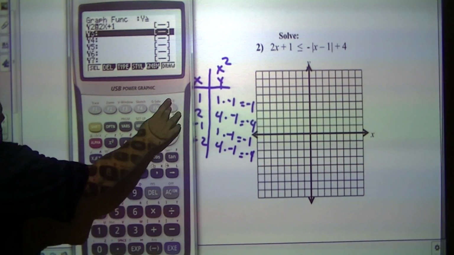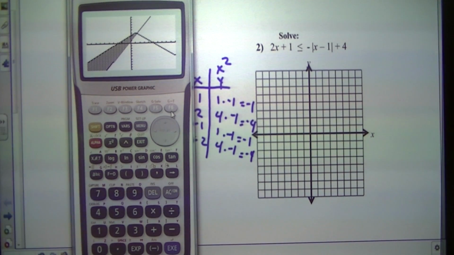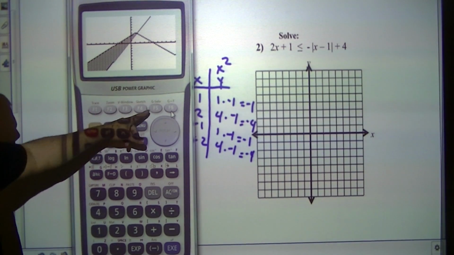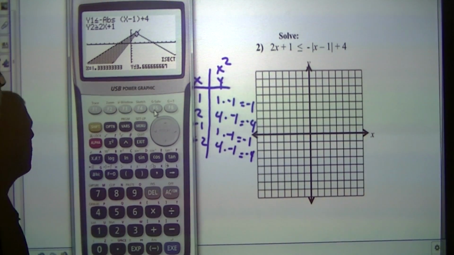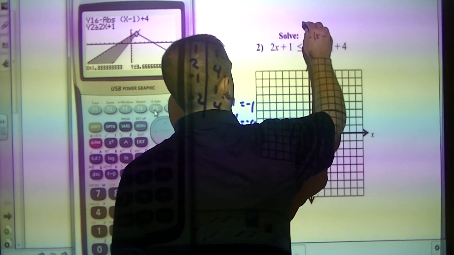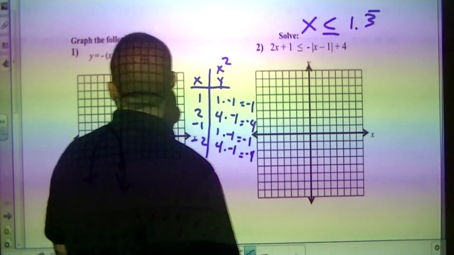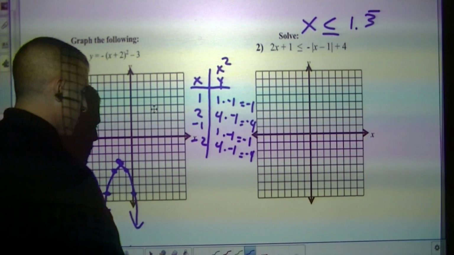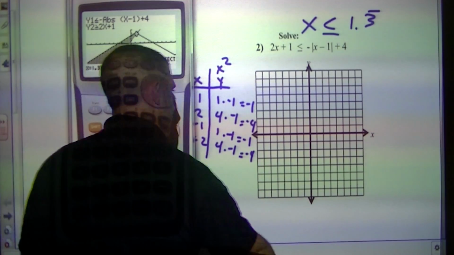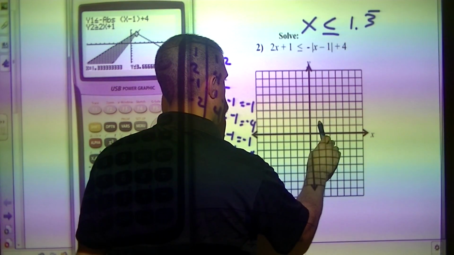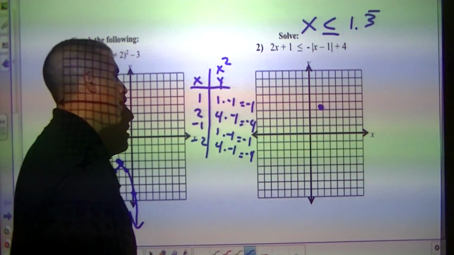Draw. I'm going to F3. So that's what I got there. From a standpoint of an answer, G-solve intersect, I got 1.3, so it's going to be x is less than 1.3. Now, as far as graphing it goes, I'm going to graph that intersection, 1.3 comma 3.6, so about right in here, somewhere in there.